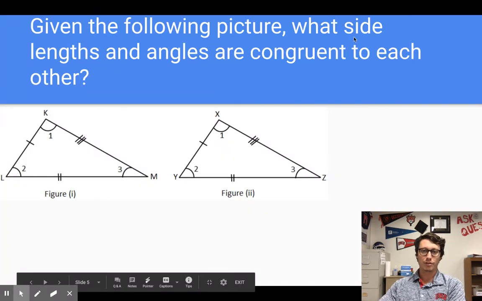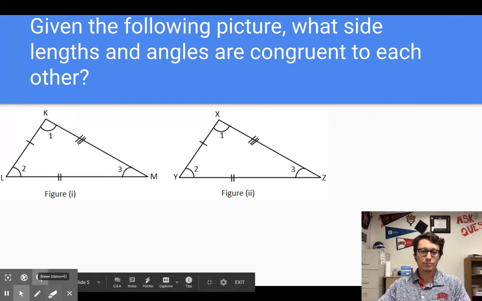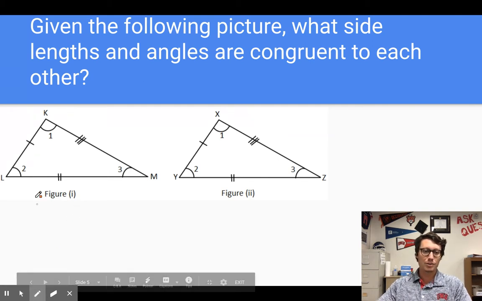All right, so given the following picture, what side lengths and what angles are congruent to each other? Go ahead and pause the video, think to yourself, answer these questions. Hopefully you paused and answered those. If we're going with lines, check them out. One segment matches with one segment.